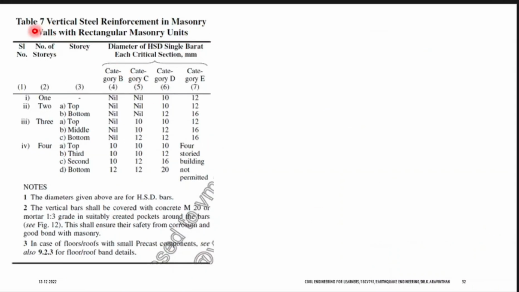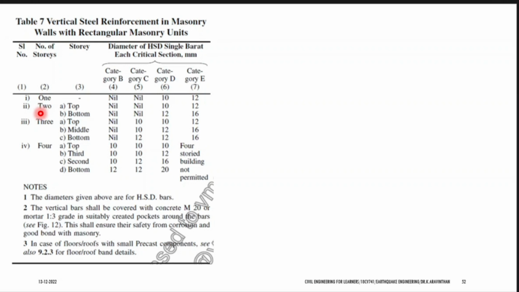Finally, table 7, vertical steel reinforcement in masonry walls and rectangular masonry units. Number of story, if you provide 1, 2, 3 or 4. Why is 5 story not given here? Because masonry unit shall only be constructed for 4 stories. So up to 1 to 4 story is given here.